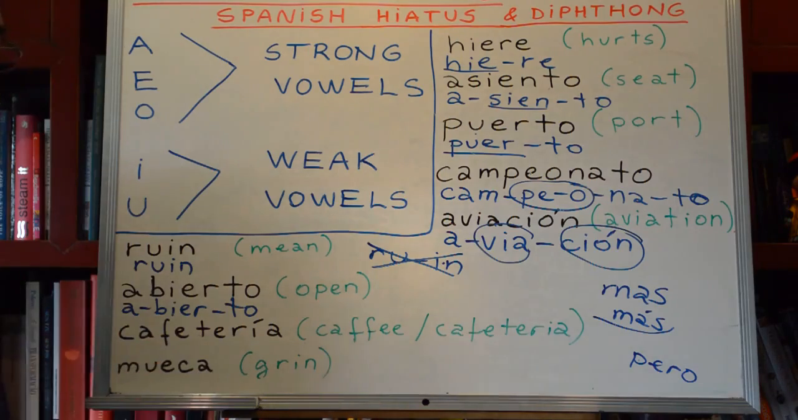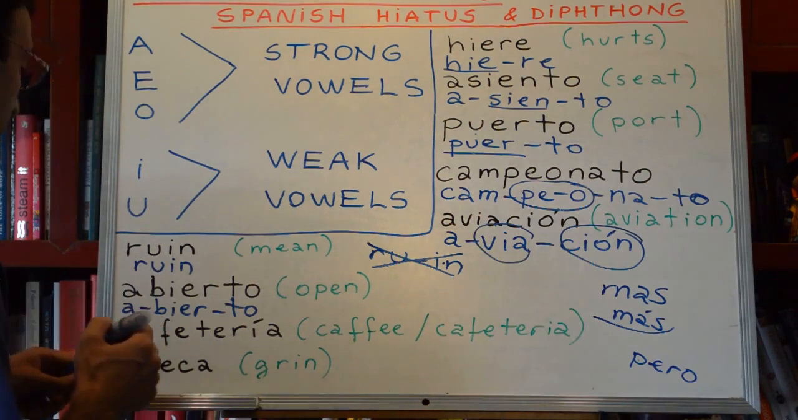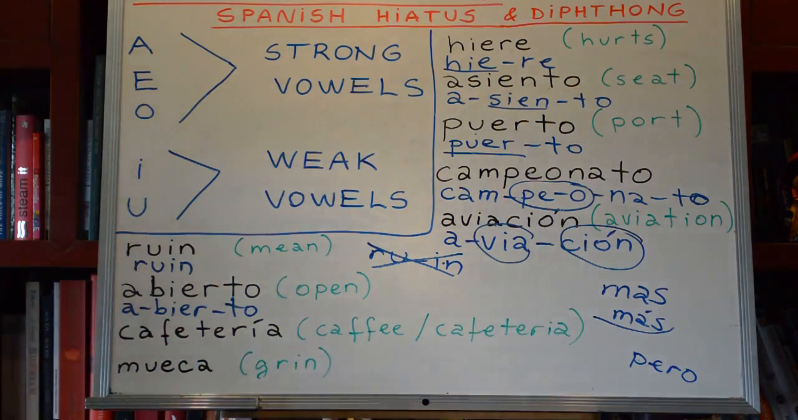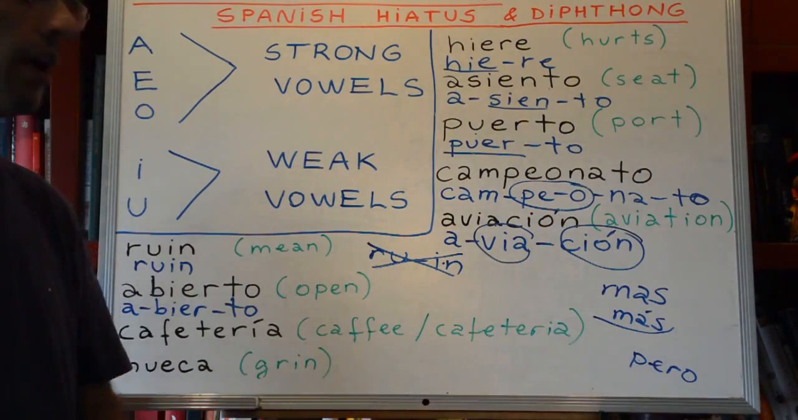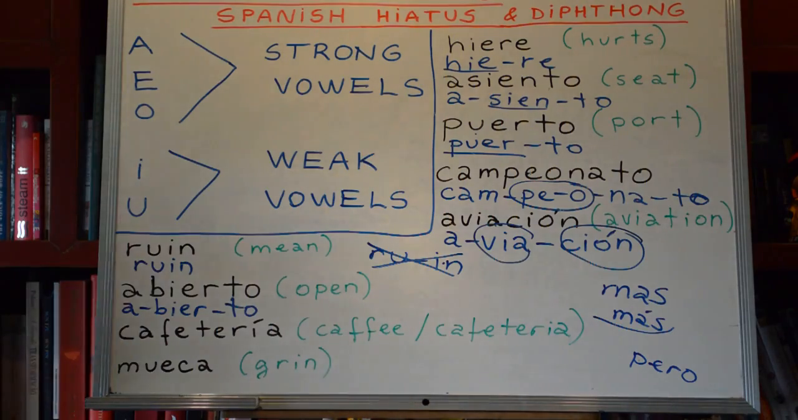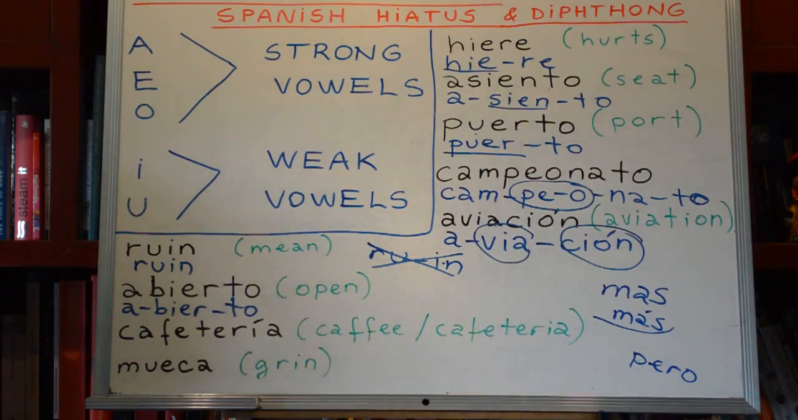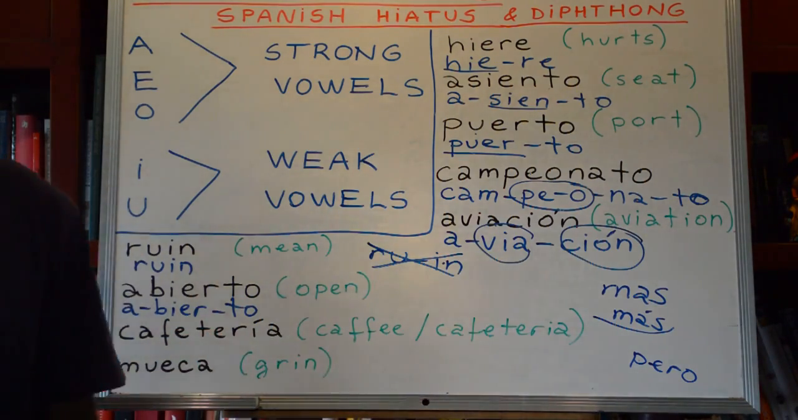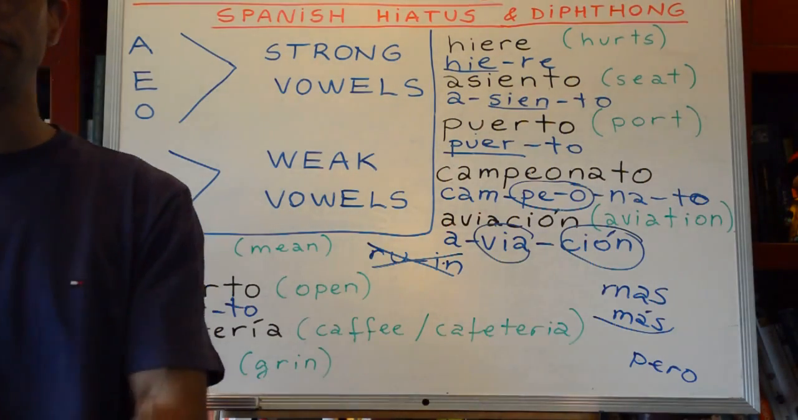Cafetería. Cafetería can be a café where we sit down and have a coffee, or a cafeteria, where we go and have a snack, right? Okay. This is a similar example to the word había that we saw in the previous lesson.